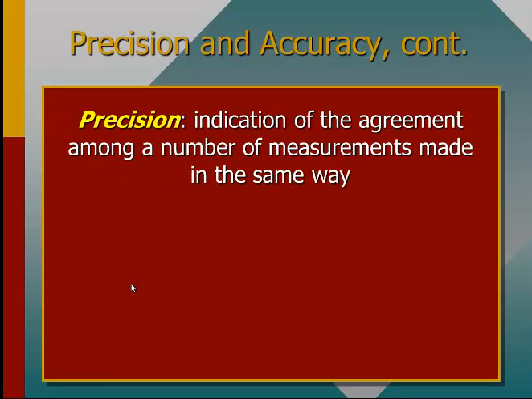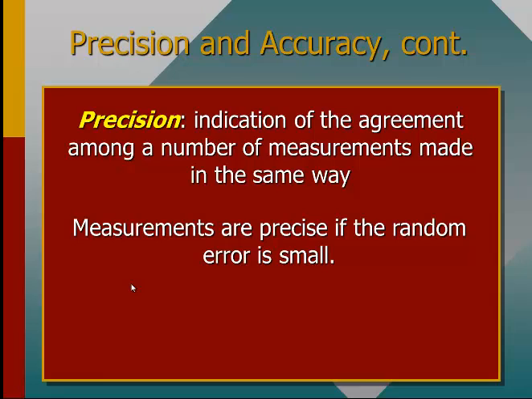Let's look at precision. Precision is different. Precision indicates how closely together your measurements are lumped. So if you make 10 measurements and they're all really close together, all very close to the same measurement, we could say that your measurements are precise.